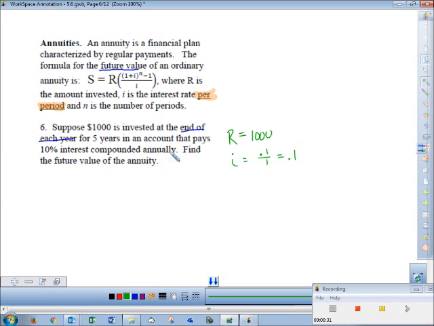But when we do it twice a year or quarterly or something like that, that's going to change. And the number of periods, well, we're going to go for 5 years times the number of times per year, which is 1, so that's going to give us 5 in that situation. So there's 5 periods. So pretty simple. They just want us to substitute in. So S will equal 1,000 times 1 plus 0.1, because that's our interest rate, to the nth power, and n is 5, minus 1 over the interest rate again, which is 0.1. So we just need to punch this in.